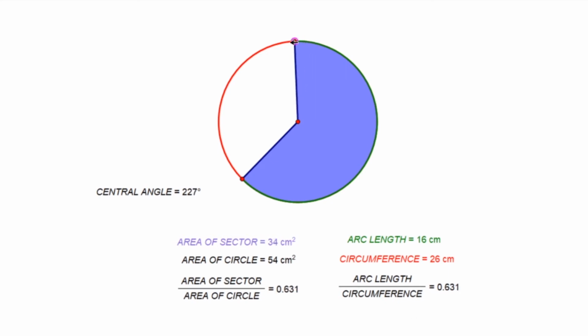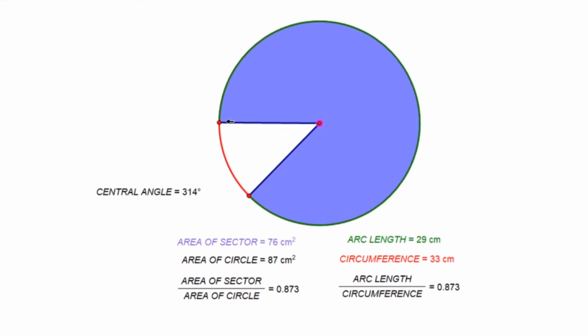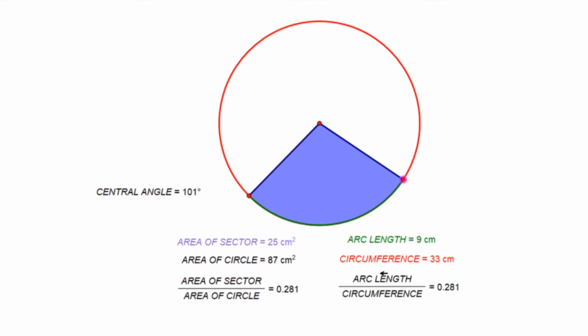Go around some more to check. 0.873, 0.873. Of course, the area of the circle and circumference don't change, but the area of the sector changes, and also the arc length changes. We can make the circle bigger, and we still have the same relationship. So we made a larger circle, but the ratios are still equal. This is important for the next slide.